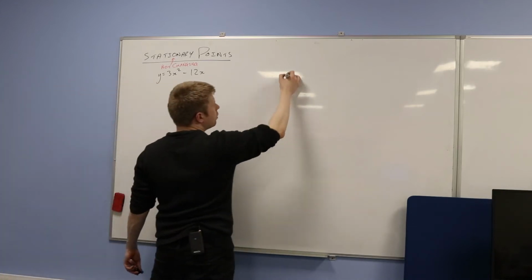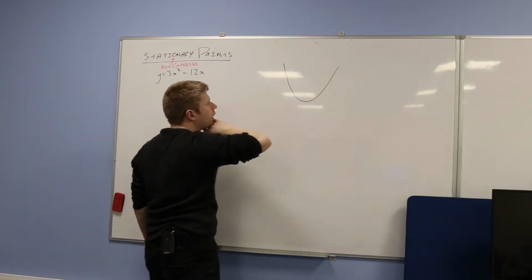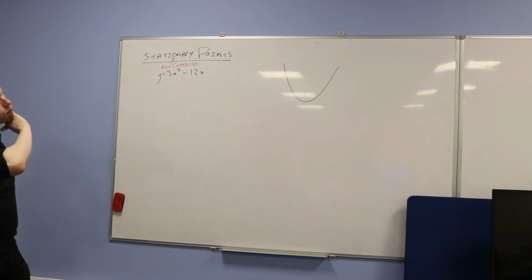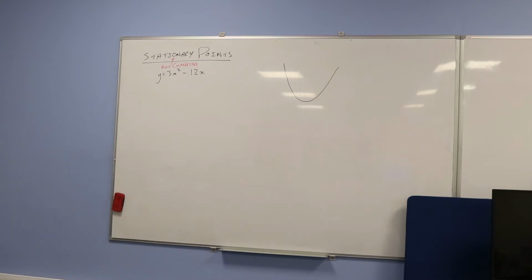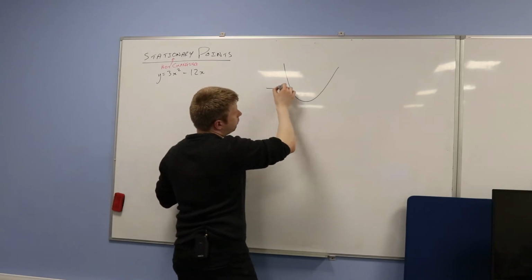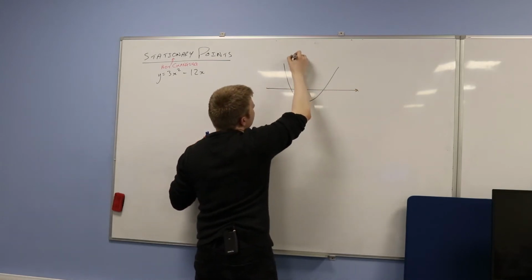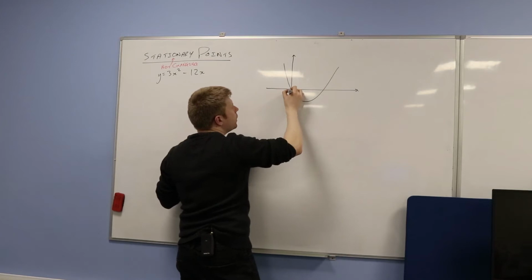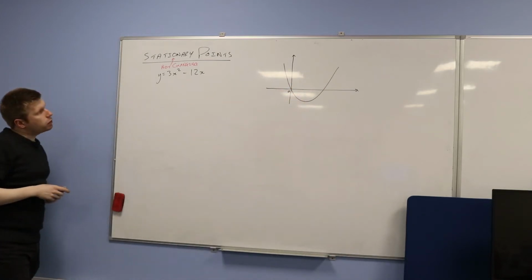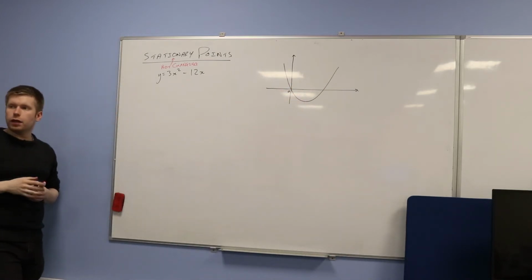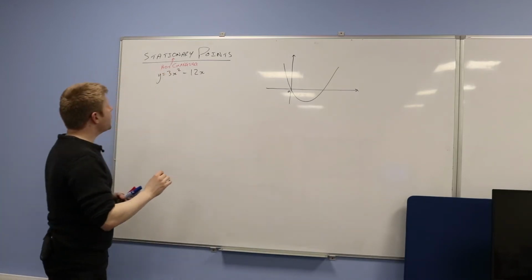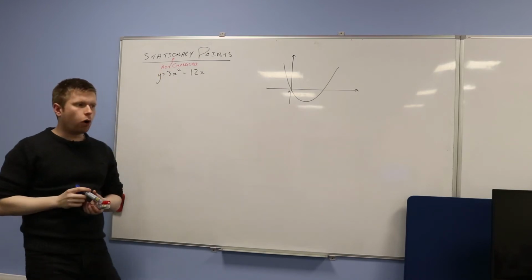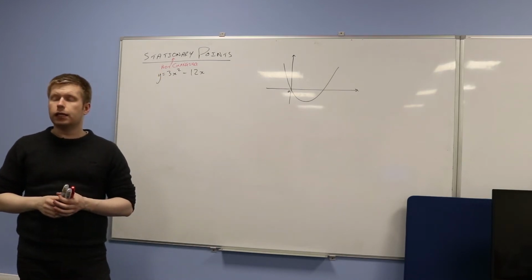So I know that it's going to look something like this. Is it like that? Yeah, it's going to look something like that. Okay, so this is the graph of y equals 3x squared minus 12x. Now what I'm looking for is a point, and the point has to be stationary. In other words, the gradient of that point is not changing. Where is that point?